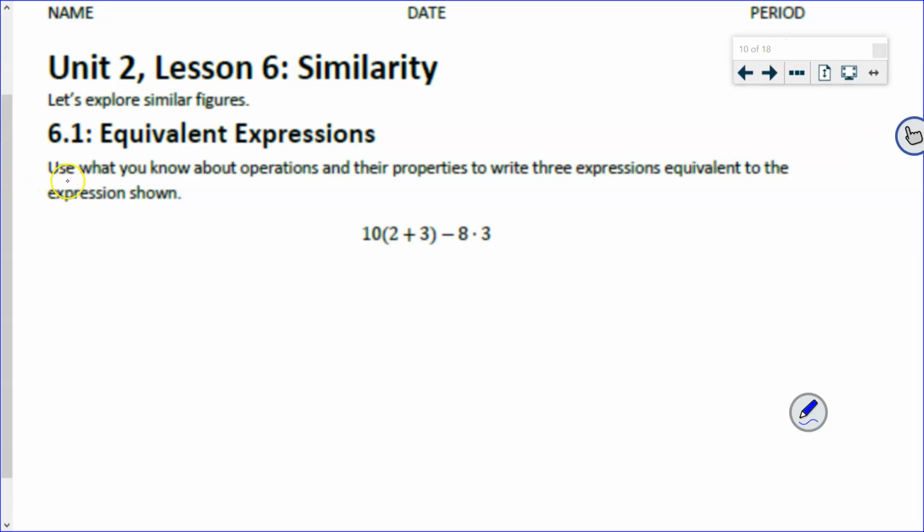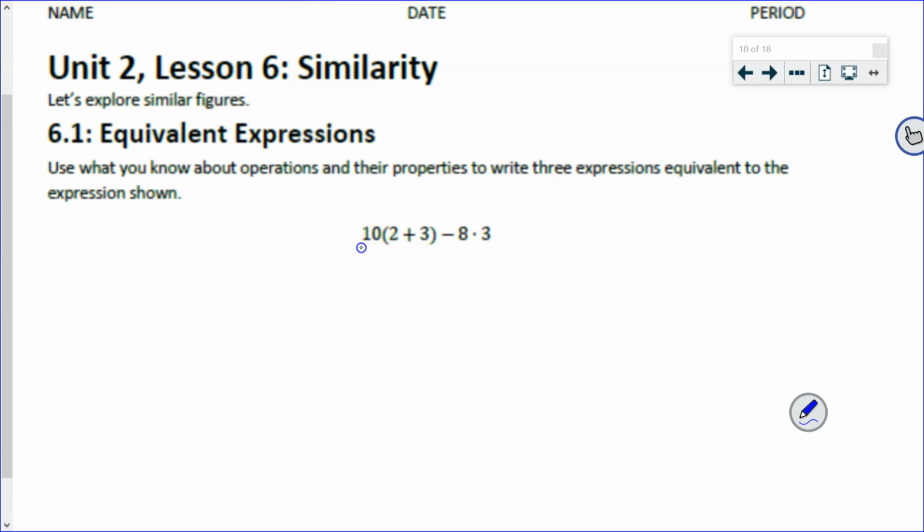It does say, use what you know about operations and their properties to write 3 expressions equivalent to the expression shown. Pause the video, give yourself a chance to do that, but please don't spend more than 60 seconds because I bet you're probably going to do it wrong. And I don't want you to spend a lot of time doing it wrong. I just want to be able to show you the right way. But I do want there to be some thinking. So 60 seconds, go.